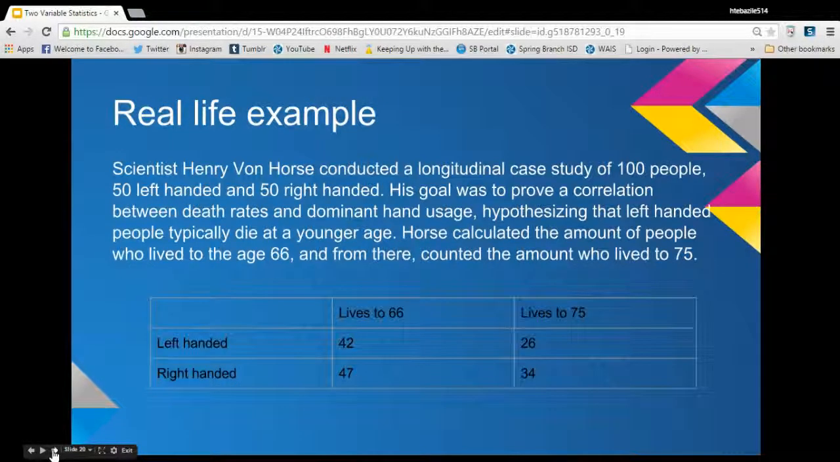Real-life example. Scientist Henry von Horst conducted a longitudinal case of 100 people, 50 left-handed and 50 right-handed. His goal was to prove a correlation between the death rates and the dominant hand usage, hypothesizing that left-handed people typically die at a younger age. Horst calculated the amount of people who lived to age 66 and from there counted the amount who lived to 75. And here are the results on the table.